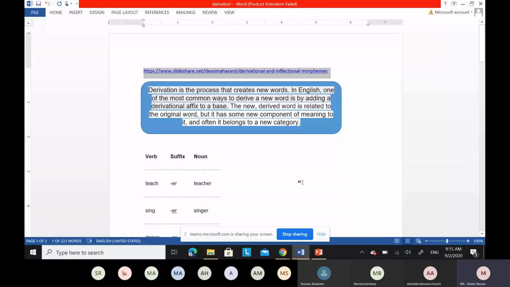Derivation actually is the process that creates new words. In English, one of the most common ways to derive a new word is by adding a derivational affix to a base. The new derived word is related to the original word, but it has some new components of meaning to it, and often it belongs to a new category. To sum up, derivation is getting new words of one word, the origin of all these words.